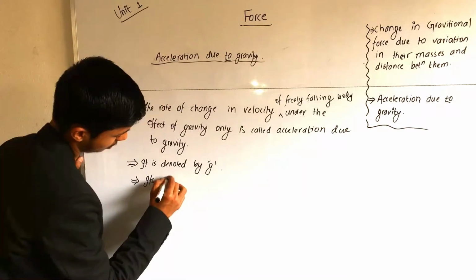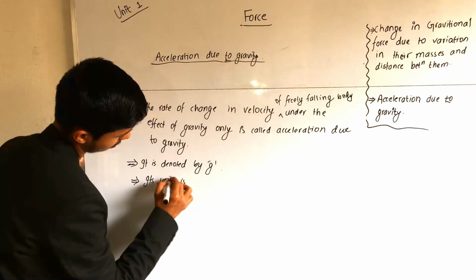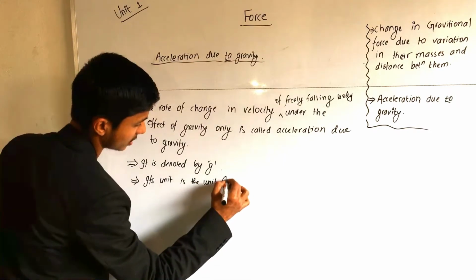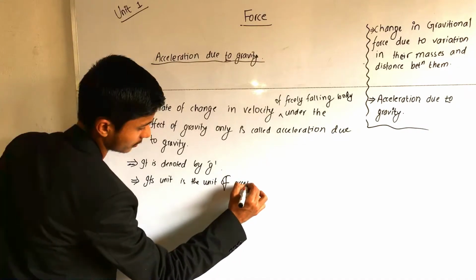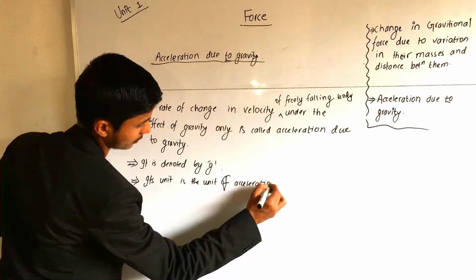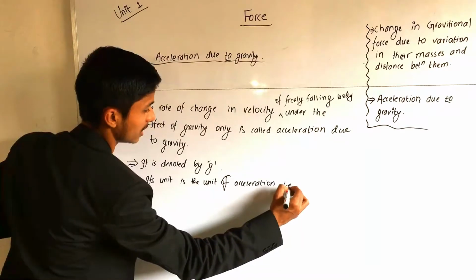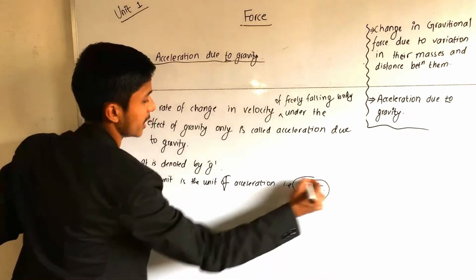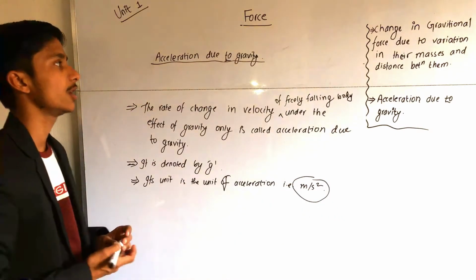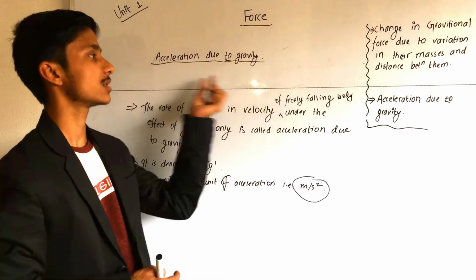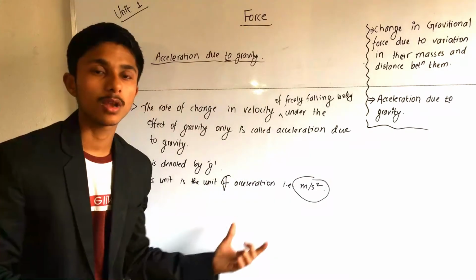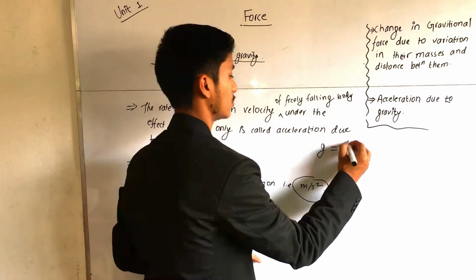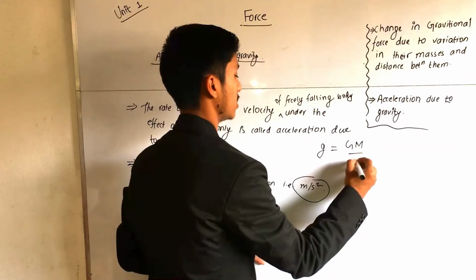Its unit is the unit of acceleration, that is meter per second square. This is the unit of acceleration. Okay, we have understood about this acceleration due to gravity. And there is the formula of acceleration due to gravity, that is small g is equal to GM by r square.